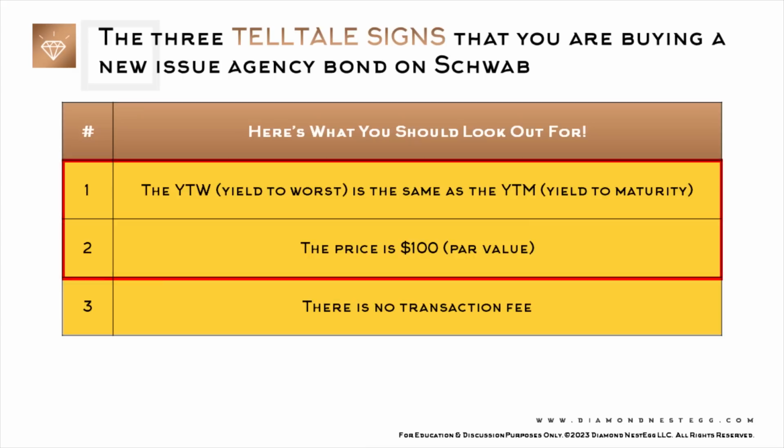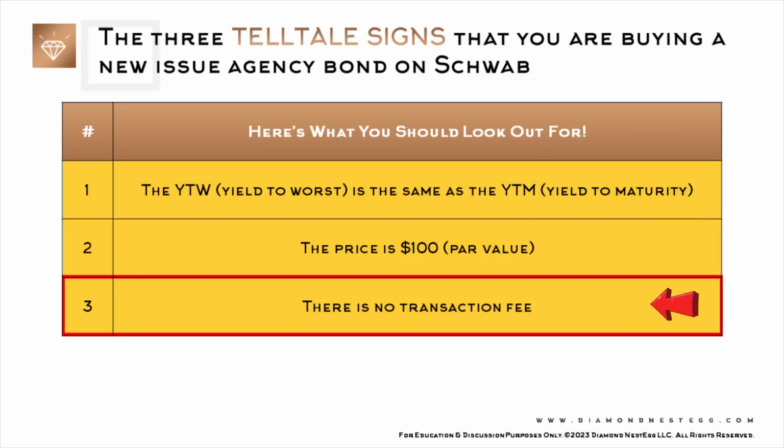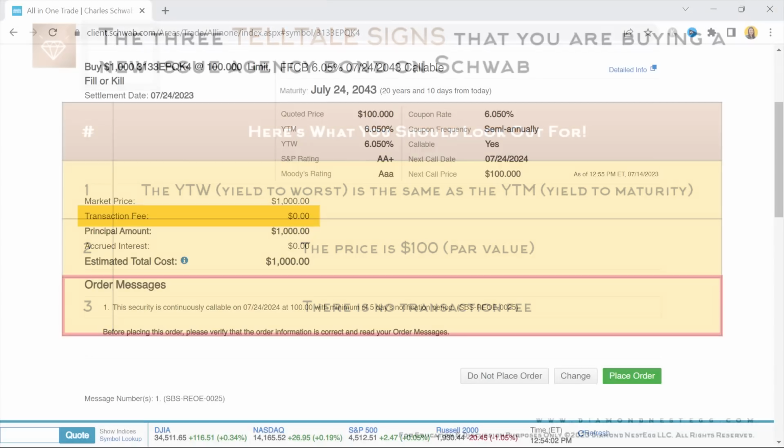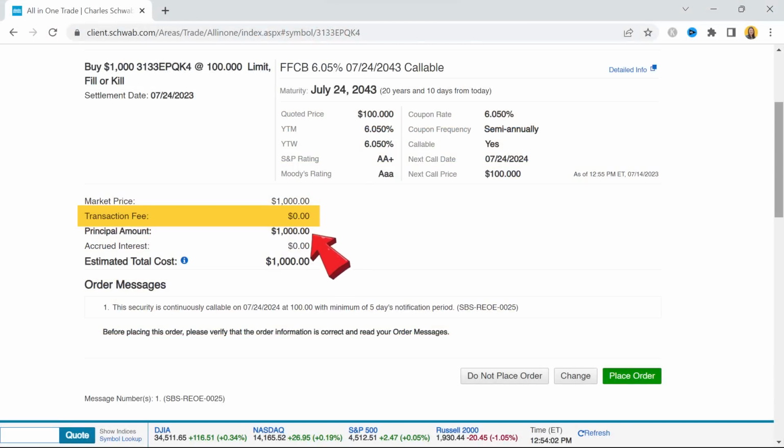Even if you find an agency bond that meets the first 2 criteria, check to make sure that it meets this last one before you click the place order button. If there is a number here on the verify order screen other than 0, then you're not purchasing a new issue agency bond. Now, if you like a certain agency bond, but it turns out not to be a new issue, that's not the end of the world either, so long as the numbers still make sense for you, despite the transaction fee being applied to it.